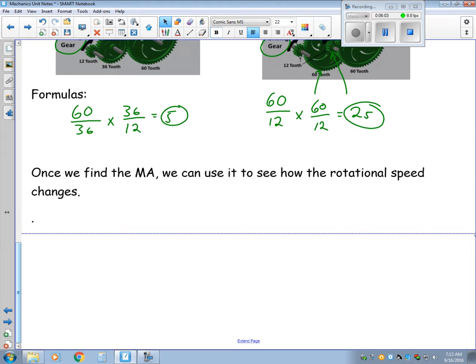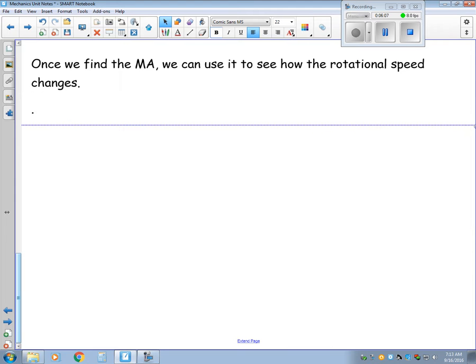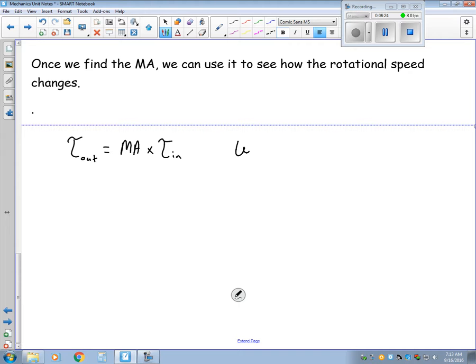Now, once we have the mechanical advantage, we can use it in calculations. So for example, the output torque equals the mechanical advantage multiplied by the input torque. The output speed equals the input speed divided by mechanical advantage.